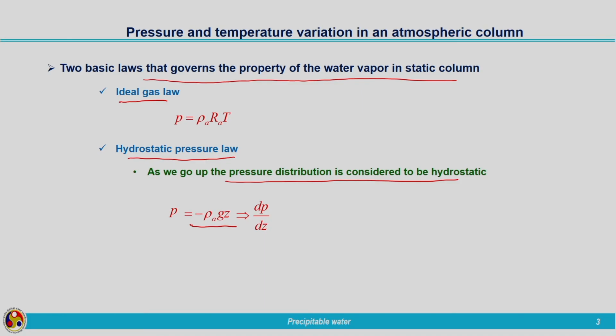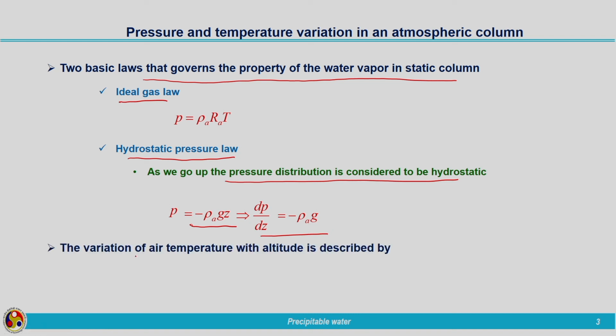Now, we can get the expression for dP by dz. What will be dP by dz? We are just differentiating it. dP by dz will be minus rho A g. dP by dz is equal to minus rho A g.